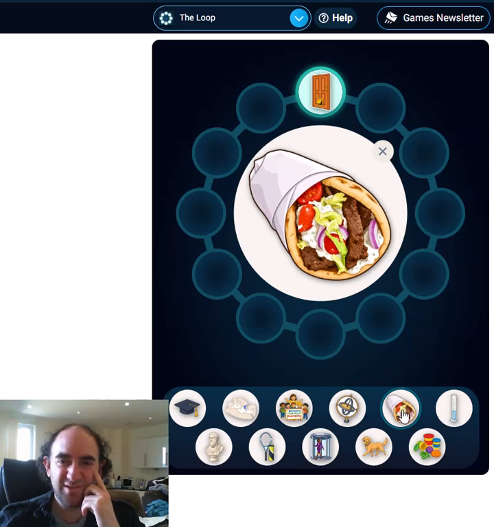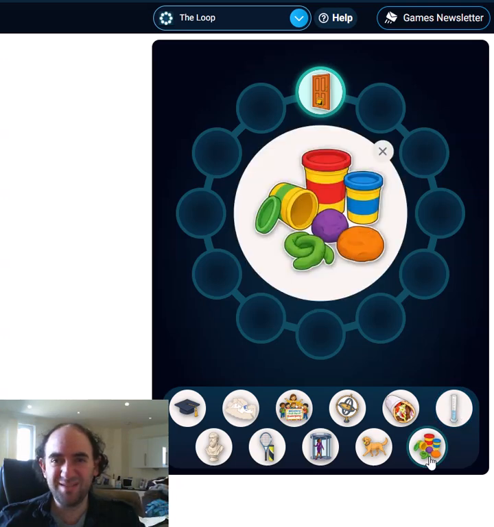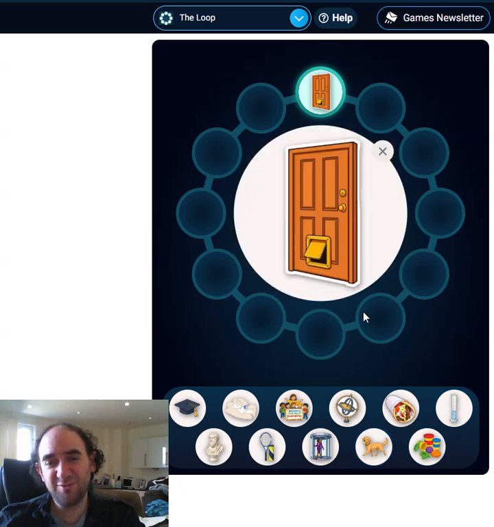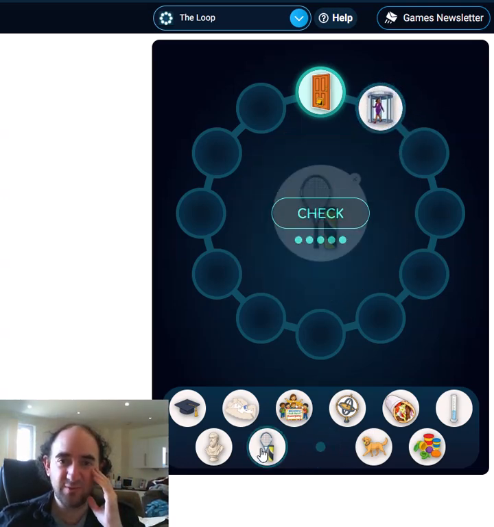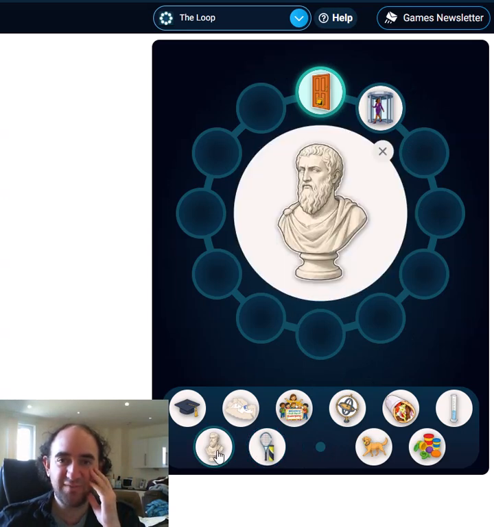That's a burrito. That is a ridiculously realistic looking burrito considering that everything else is just a cartoon. I'm so confused. That's a beaker. Play-Doh. That's a dog. Do we think that's a dog flap or a cat flap? Maybe the dog goes next to that. That's a revolving door. Okay, so we'll put the door next to the door. That is tennis. And that is a bust of something.